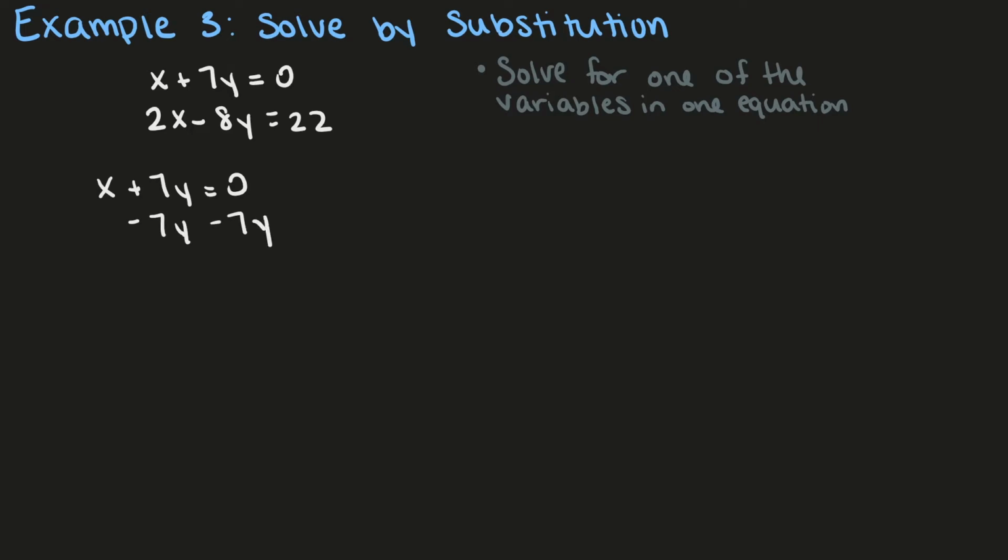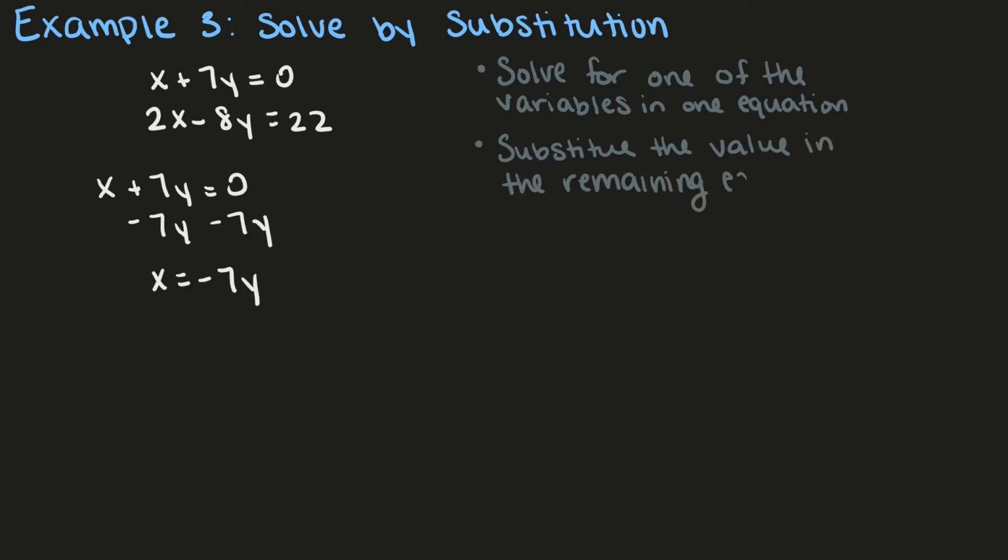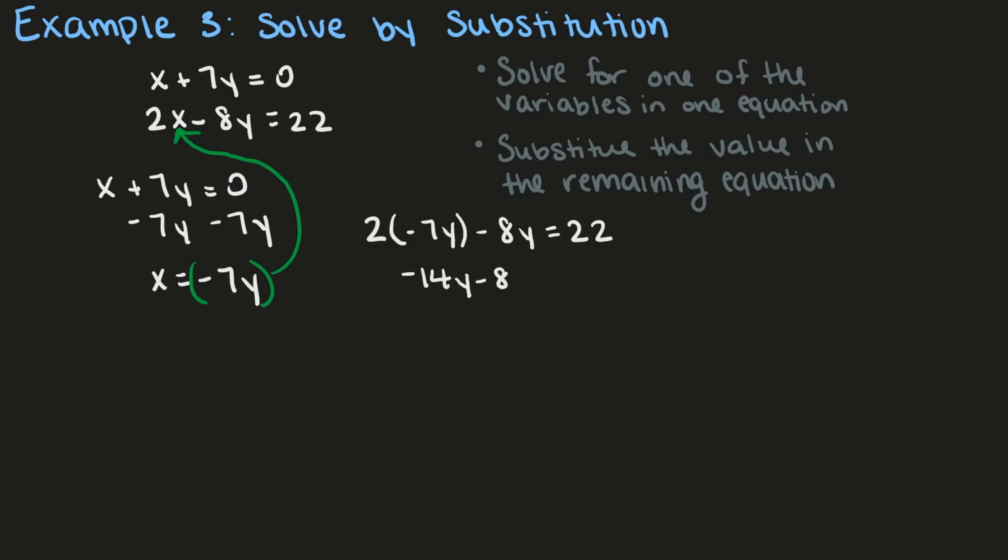So by subtracting 7y from both sides, we get x is equal to -7y. Next, we'll substitute that value in the remaining equation. So we'll plug in -7y for x. And we get 2 times -7y minus 8y equals 22. So -14y minus 8y equals 22. Combining our like terms gives us -22y equals 22, and y is equal to -1.